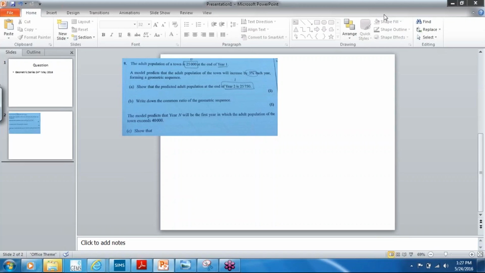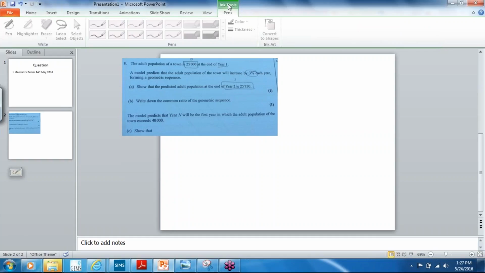Now here we have a question, and it says the adult population of a town is 25,000 at the end of year one. A model predicts that the adult population of the town will increase by 3% each year, forming a geometric sequence.